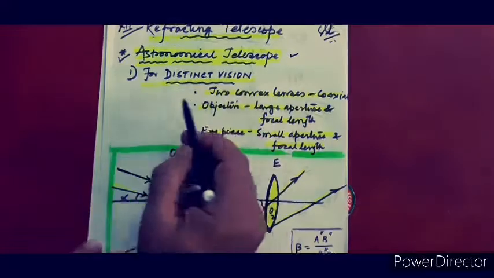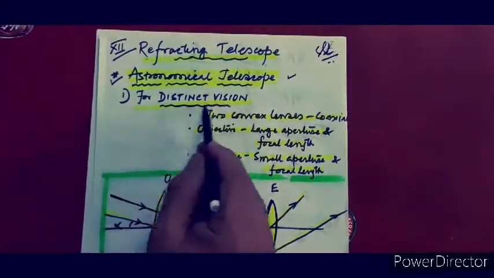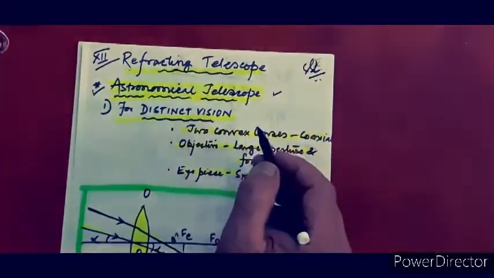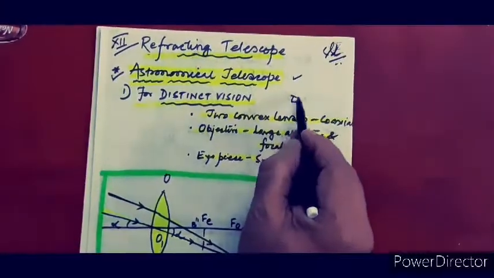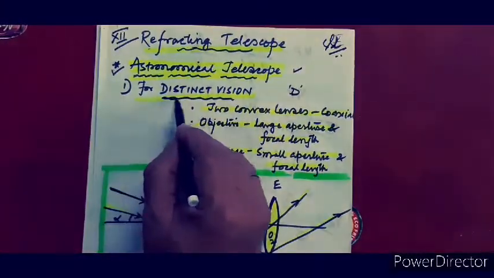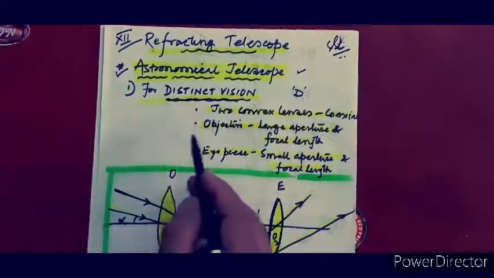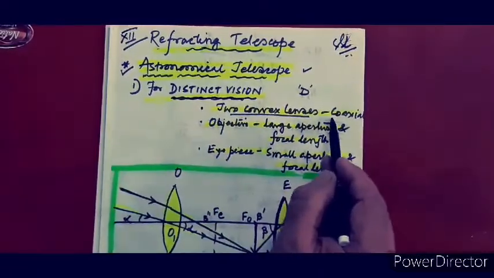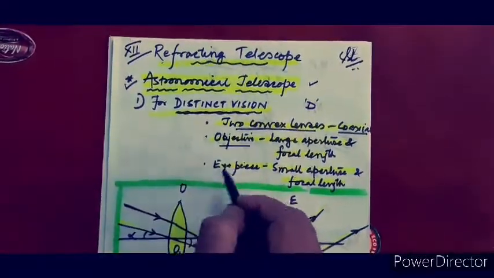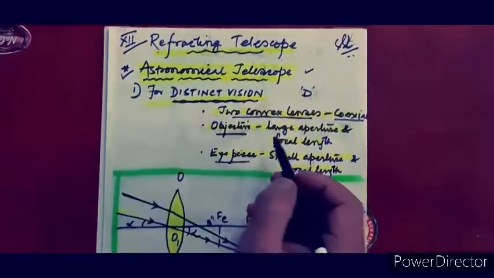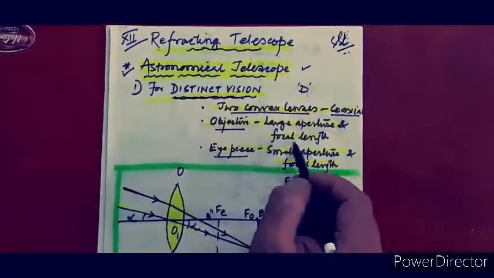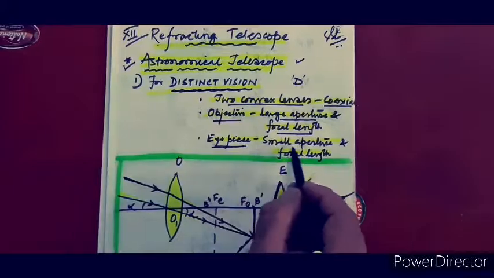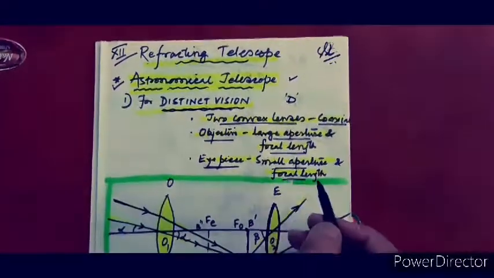As we have discussed in the microscope also, for the distinct vision, the final image is formed at the least distance of distinct vision. For this case, astronomical telescope, you remember two convex lenses are required and both are coaxial. Objective and eyepiece, two convex lenses. Objective is having the large aperture and focal length, and eyepiece is having a small aperture and comparatively smaller focal length.